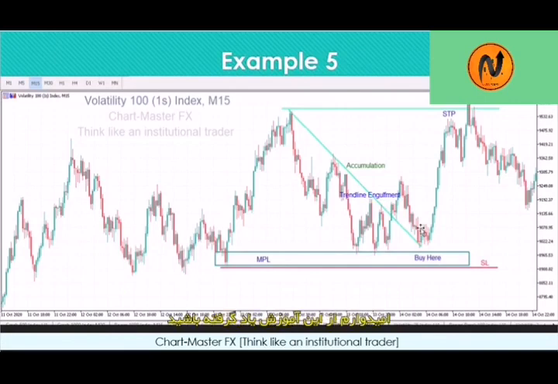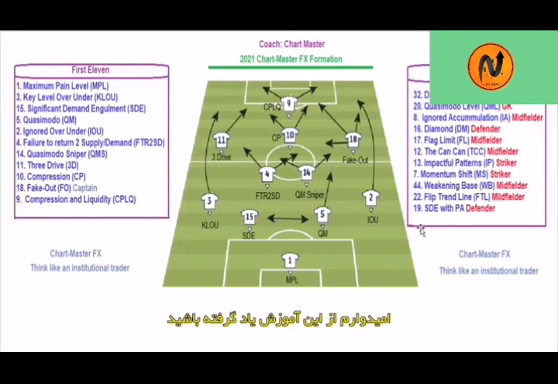I hope you have learned something from this tutorial. So guys, as you can see from our chart master formation, the flip trend line is here. It's one of our midfielders, guys. It's one of our midfielders that we use, and it's a very super sub that can actually do the job, and can change the match so that the team can secure at least 3 points.